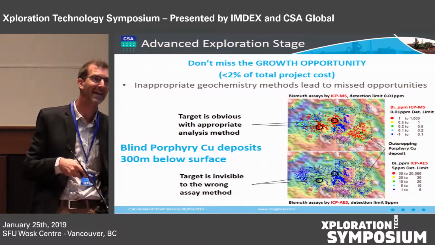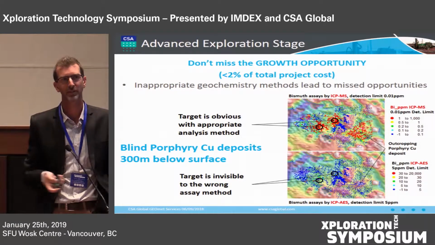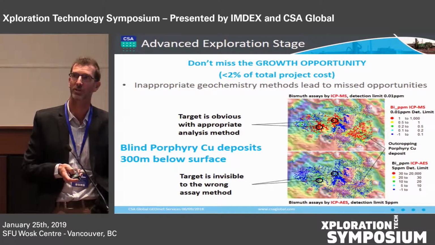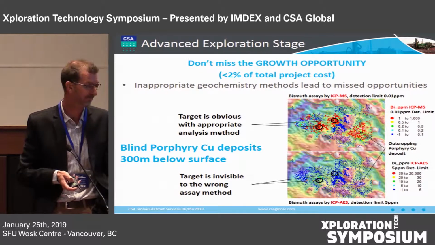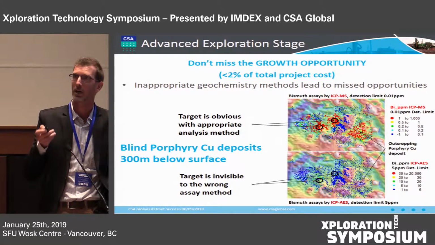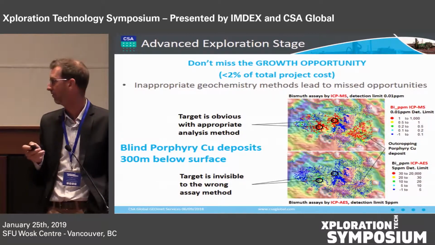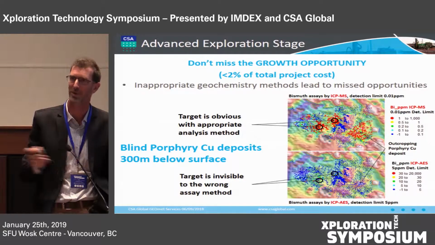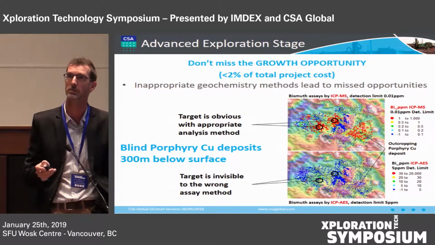If you step onto the advanced exploration stage, simply looking at a total digest ICP-MS method as opposed to ICP-AES, order of magnitude difference in the detection limits, in this case you miss 2 blind porphyries and you don't even detect the outcropping one. Okay? So having the right method for the target you're looking for, and if you don't know what the target is you're looking for, then the broader spectrum method is ideal.